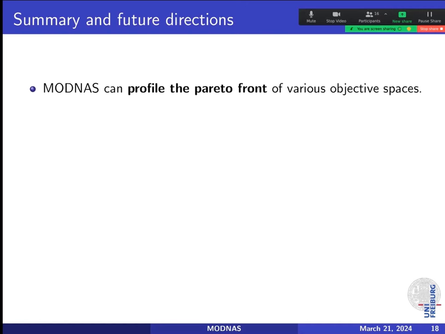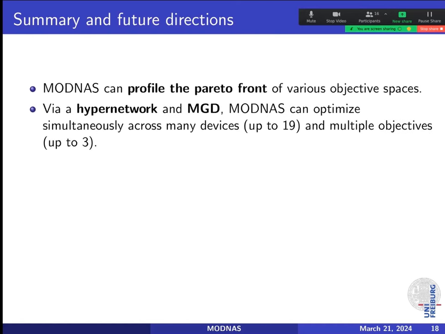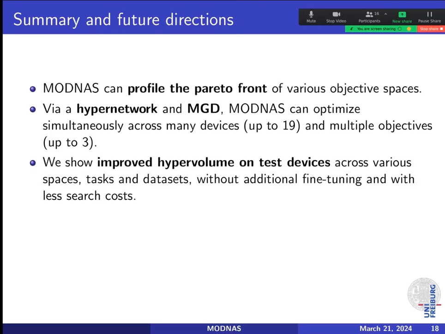And as a summary, to conclude, I presented MOO NAS, which we proposed to profile the Pareto fronts on various objectives for NAS spaces, and for that, we used a hypernet optimized using multiple gradient descent. By this, we can optimize simultaneously across many devices and multiple objectives with just a single search run. In our experiments, we showed improvements in terms of hypervolume on test devices across different spaces, datasets, and tasks without any additional fine-tuning, and also with reduced search costs with respect to baselines.